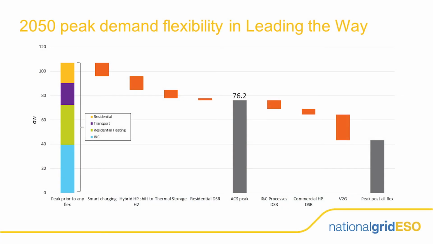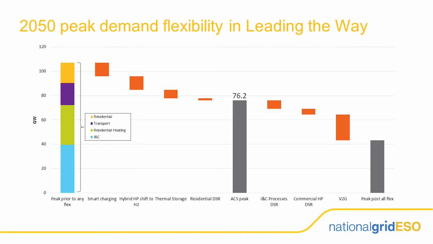The example here is Leading the Way, and we're looking at 2050. On the left-hand side, we see a peak of 107 gigawatts prior to any flex. Moving left to right down the waterfall, you see that our average cold spell peak assumption includes 4 components of demand flexing in order to reduce the peak to 76.2 gigawatts. The largest of these flexes is hybrid heat pumps switching over to hydrogen.